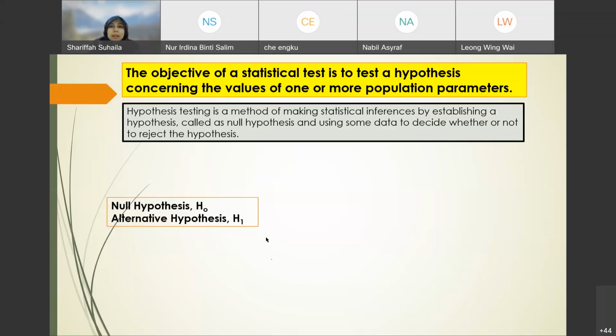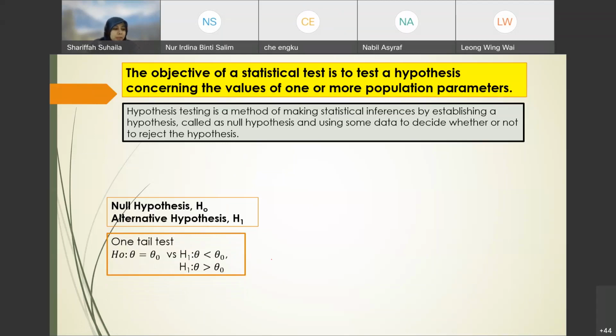Okay? So actually hypothesis testing is a method of making statistical inference, by establishing a hypothesis that we call the null hypothesis. So based on the null hypothesis and using some data, that means we collect some data, your observation, and then we decide whether to reject or fail to reject the hypothesis. Okay, so kalau hypothesis dia punya statement dia, we have null hypothesis and also alternative hypothesis. Null standard lah H0, alternative normally we use H1. Okay, but certain reference was written in terms of HA, sama je.